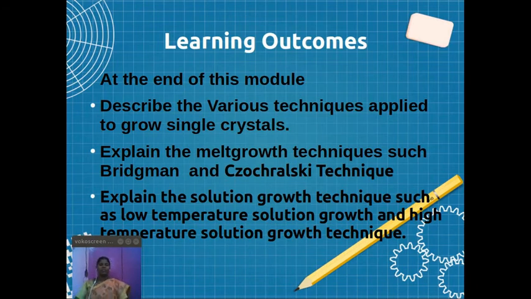Learning outcomes of this module. At the end of this Module 4, a student must be able to describe the various techniques applied to grow single crystals. Students can explain the melt growth techniques such as Bridgman and Czochralski technique. Also, the students can explain the solution growth techniques such as low temperature solution growth techniques and high temperature solution growth techniques.